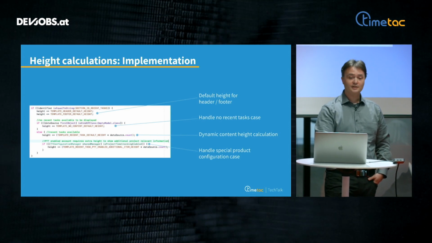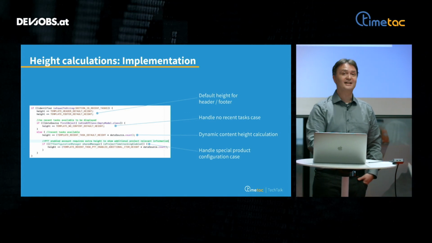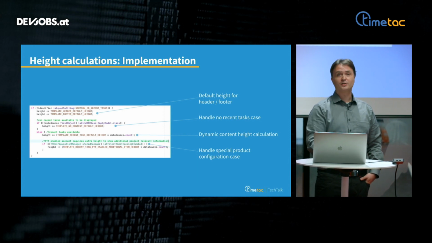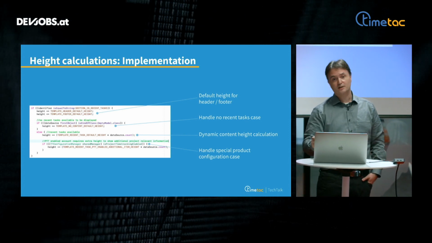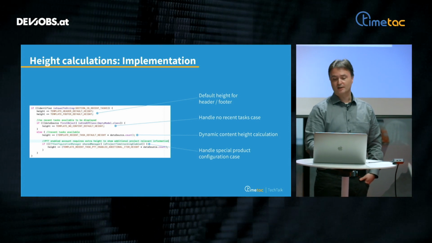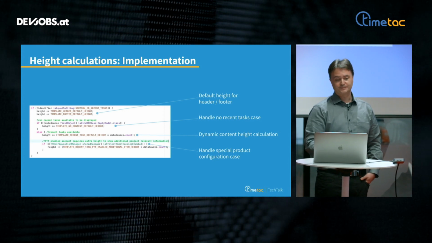First, the font height for header and footer are added. Then we have some logic in case there are no recent tasks to display. And finally, we do the actual content height calculations if there are recent tasks to display, and then there is some product-related special configuration that has to do with the TimeTac backend.